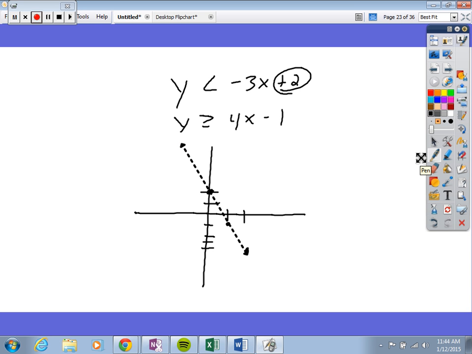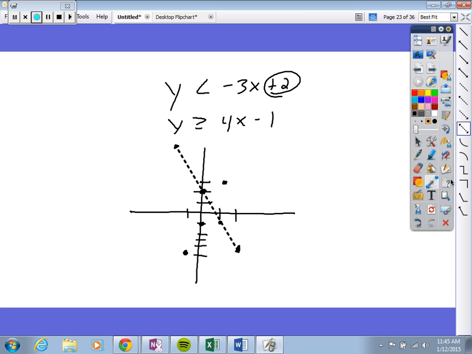My second equation is down 1, so it's at -1, and then it has a slope of 4, so I go up 4: 1, 2, 3, make a new line, 4, go right 1. And I could also go down 4 to the left 1 if I so desired. 1, 2, 3, 4, left 1. So now, due to the fact this is greater than or equal to, this is going to be a solid line. So I make this a solid line.